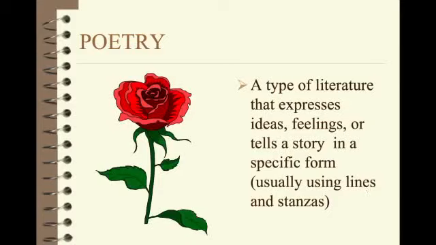Today we're going to start by defining some terms for poetry, looking at the different types of poetry you might come across and perhaps the different meters. So what is poetry? Well, if we were going to define it, it's a type of literature that expresses ideas, feelings, or tells a story in a specific form, usually using lines and stanzas.